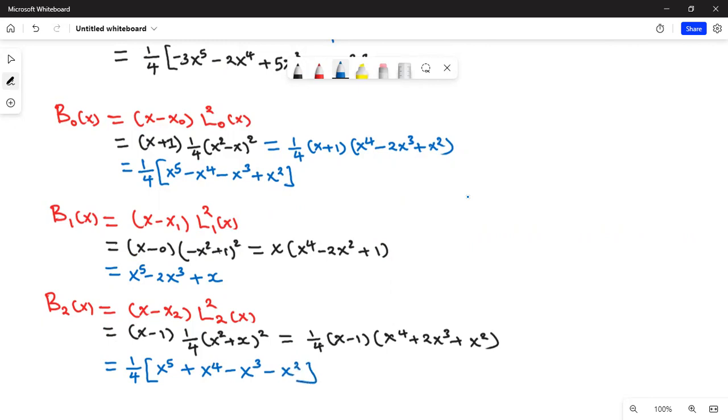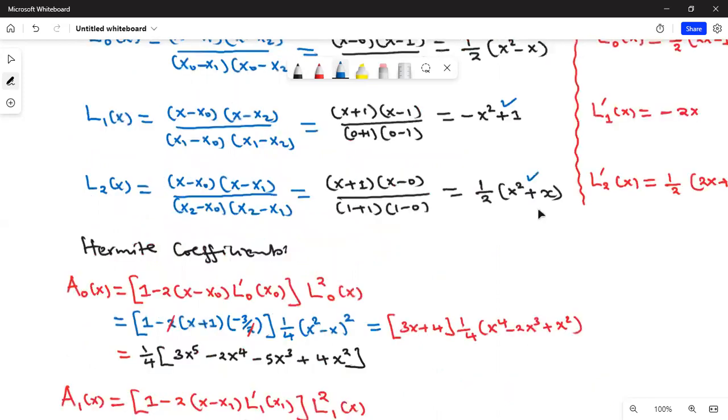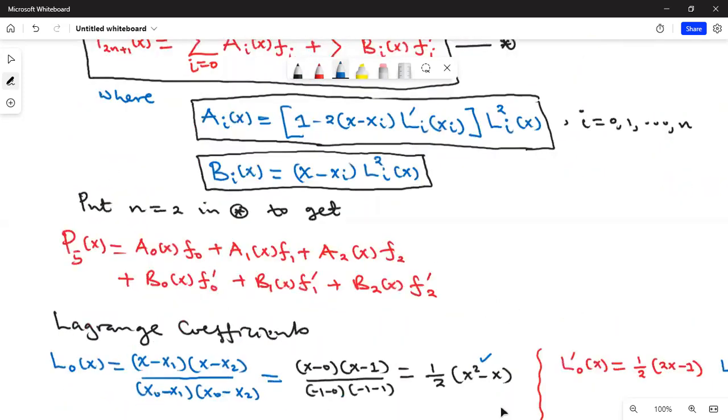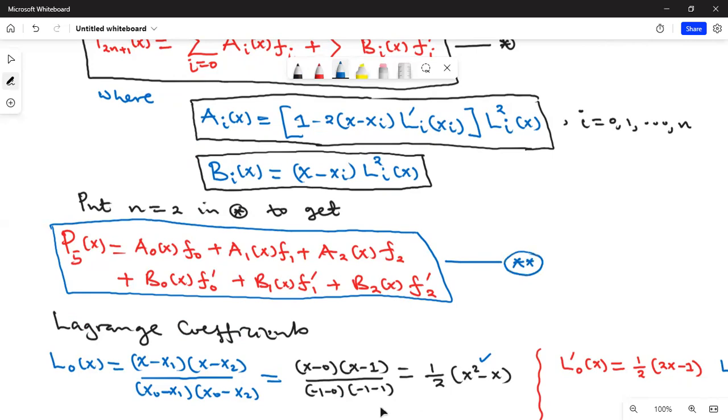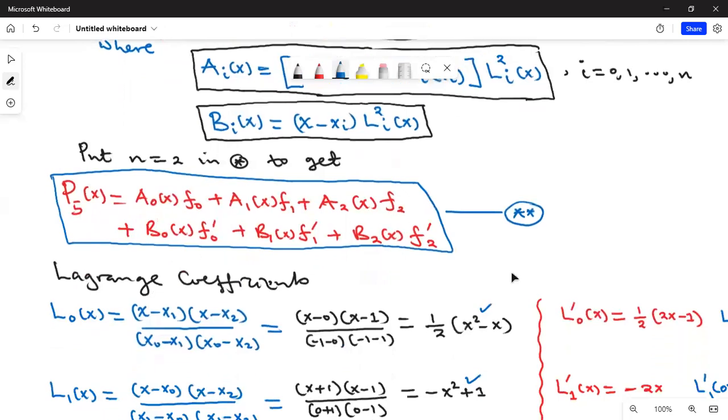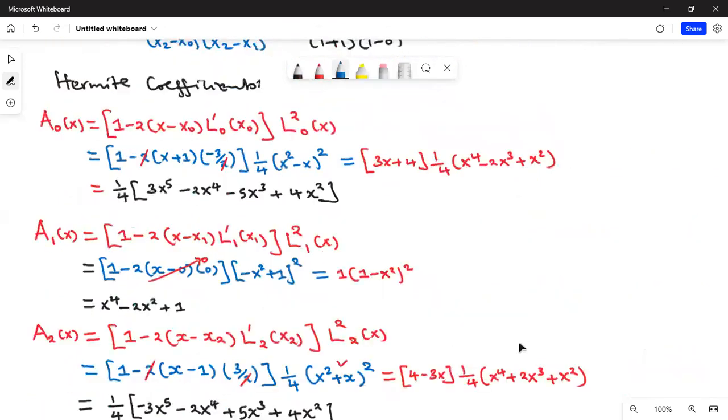So having found the Lagrange coefficients and the Hermite coefficients, let's now substitute them back into our interpolating polynomial. Let me take you back. This was the polynomial. We said the polynomial must be of degree at most 5. So we are going to substitute them here. Of course, I'm going to call this equation star star, so that we just replace the functions that we have found. So you can just say, hence equation star star becomes, and let's substitute. This is what you're going to get.